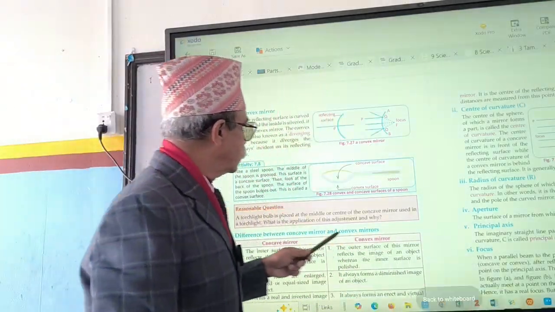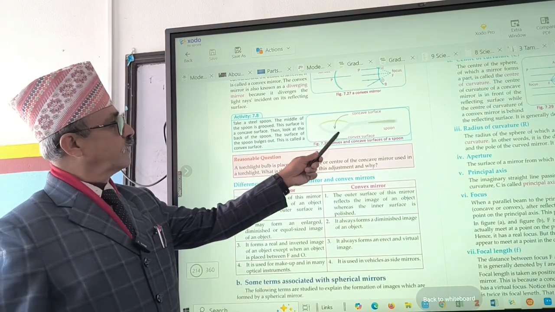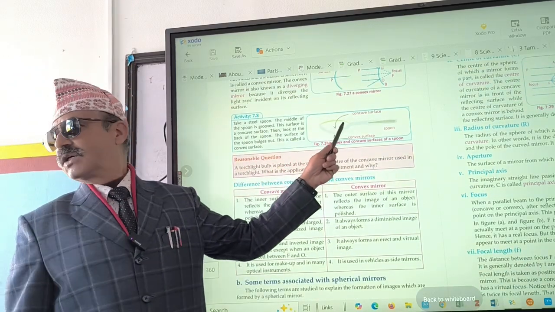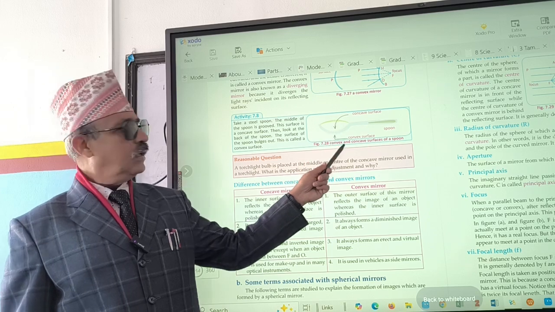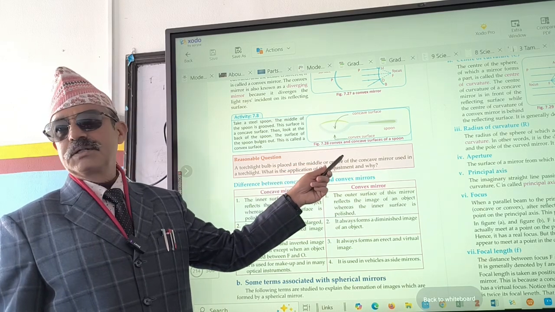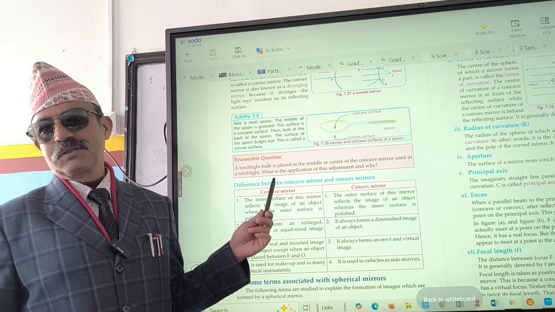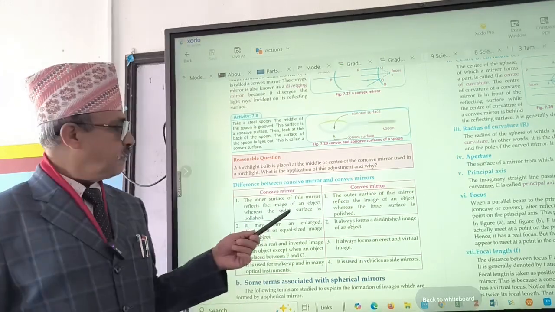What can you see here in this figure? What is this? Spoon. So, the inner part is like a concave mirror. The outer part is like a convex mirror. You can see your face, how it looks. Okay?